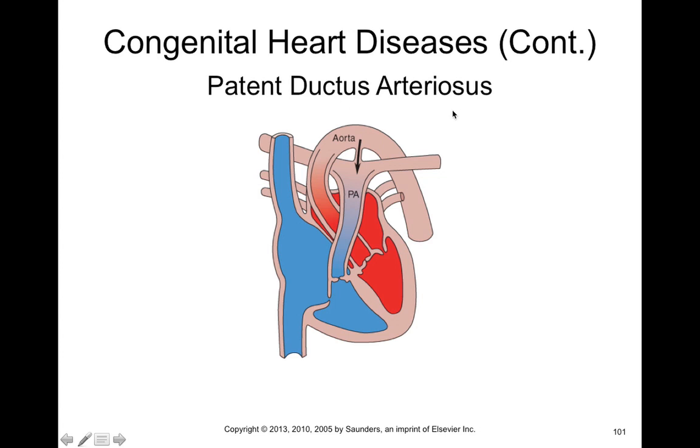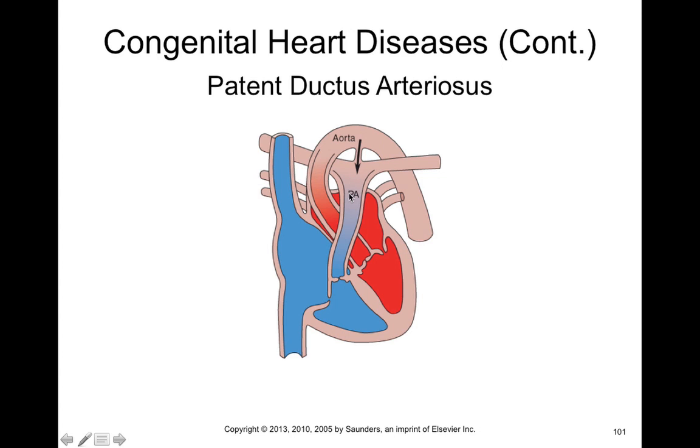Now, a patent ductus arteriosus can occur when this ductus arteriosus that connects the pulmonary trunk to the aorta doesn't close adequately after birth. We know that part of the fetal circulation is shunting of blood away from the lungs, or away from the pulmonary circuit, directly into the aorta through what we call the ductus arteriosus.